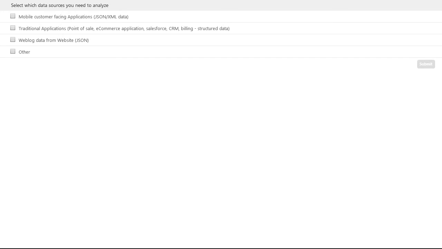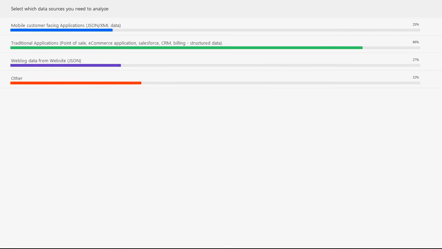And we're seeing a lot more diverse data as we go, and people utilizing cloud technologies, utilizing our cross-database join technology to be able to bring those together. So there we go, traditional applications. It's interesting, point of sale, e-commerce applications, Salesforce, CRM. At 85%, it's a pretty commanding lead. So thank you for the participation.